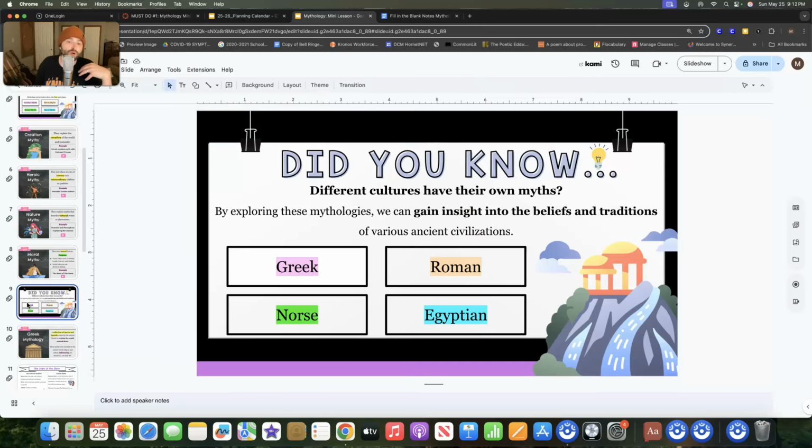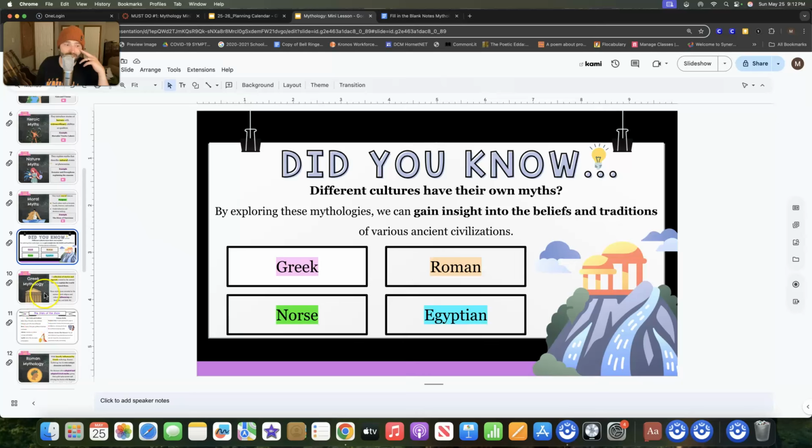Now, to jump into the 4 main myths that we study: Greek, Roman, Norse, and Egyptian. Most of the time we really just look at Greek and Roman. Greek and Roman are probably the most well-known, and then there's a little bit of Norse that we know. Egyptian's probably the least well-known.